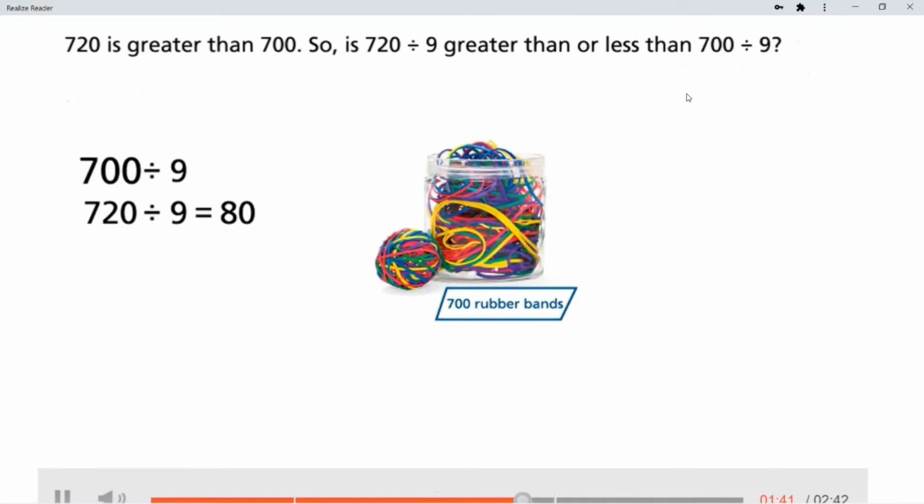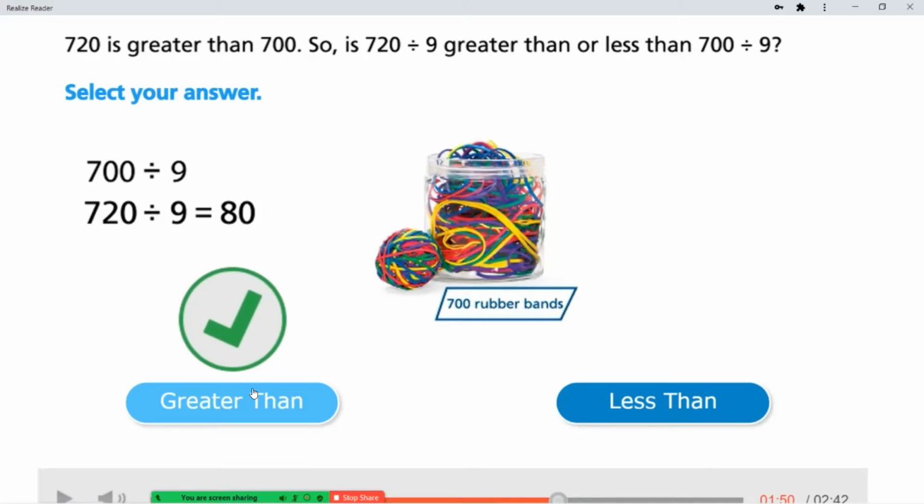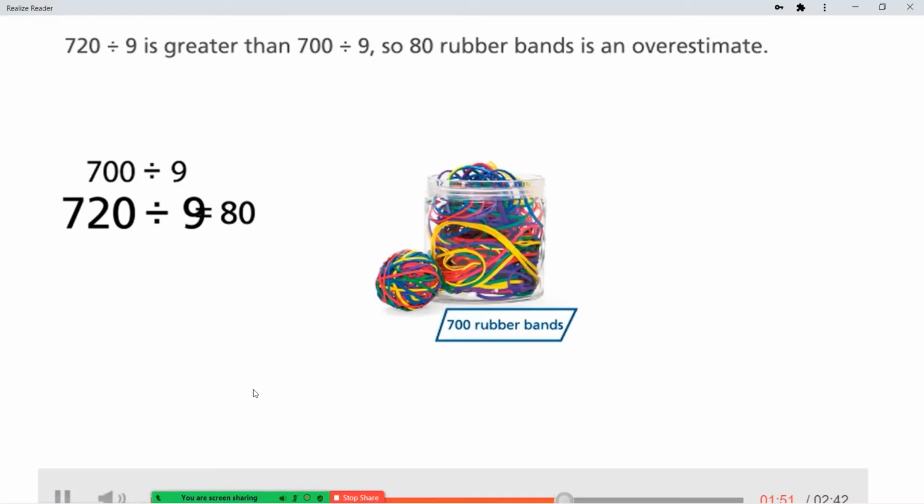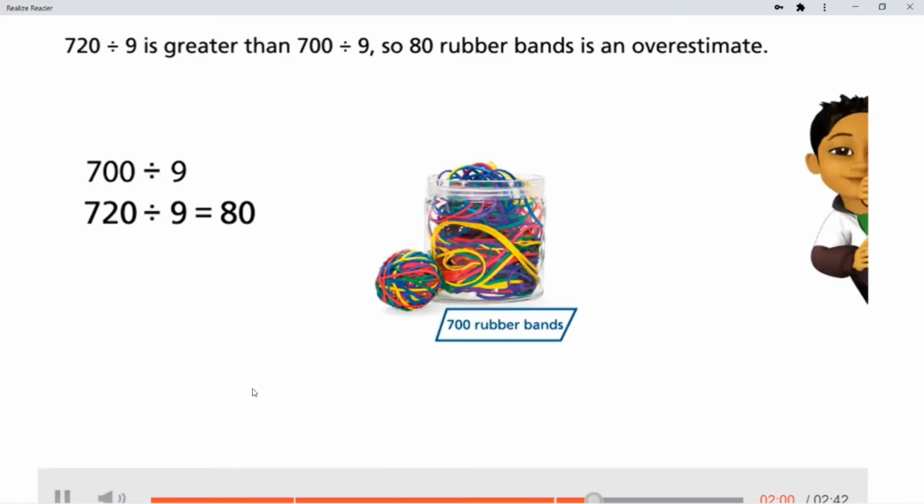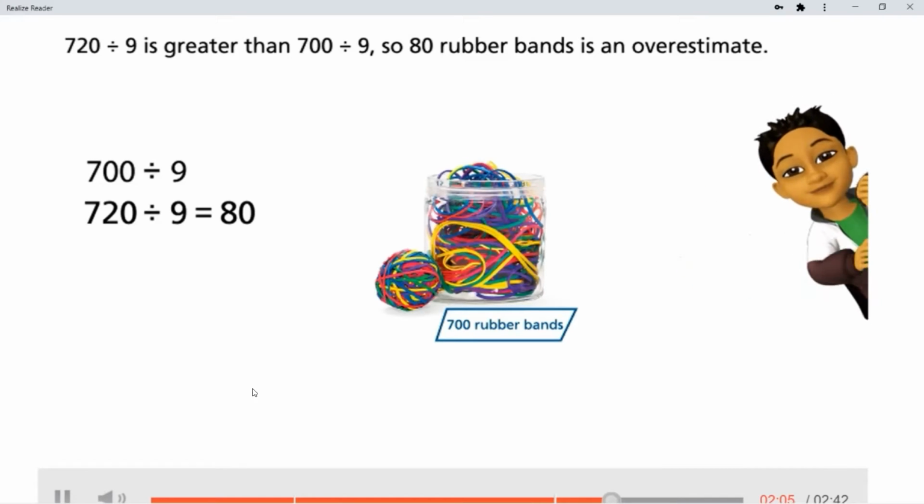720 is greater than 700. So, is 720 divided by 9 greater than or less than 700 divided by 9? Select your answer. 720 divided by 9 is greater than 700 divided by 9. So, 80 rubber bands is an overestimate. Remember that Max needs just an estimate.